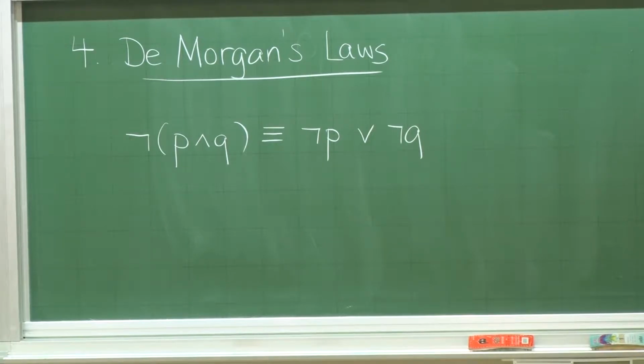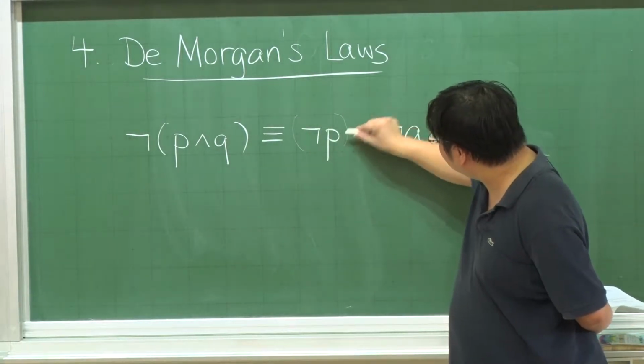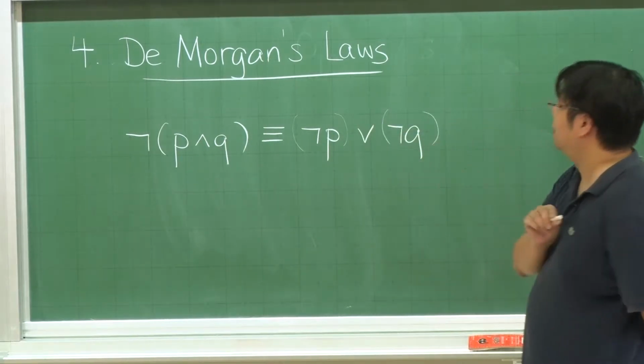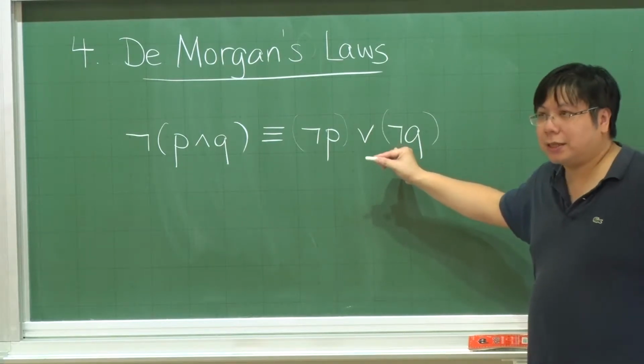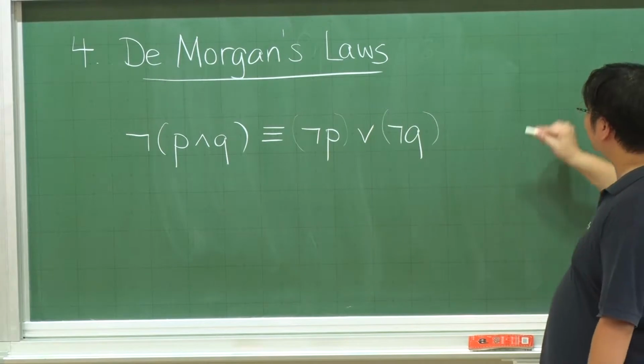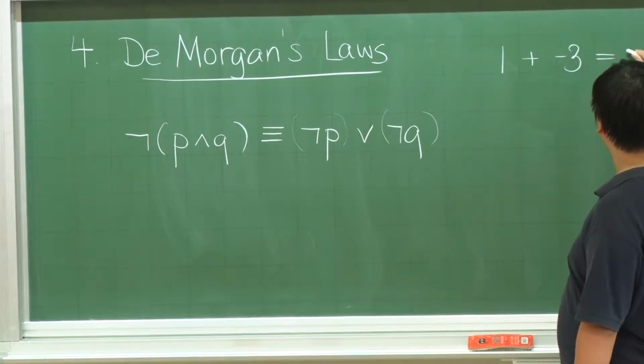Now, I've actually omitted the bracket here, so I should write the bracket here. But sometimes we can save our writing a little bit. There are some conventions that we can follow. So this negation is like the minus symbol. So it's like 1 plus minus 3 is equal to minus 2.